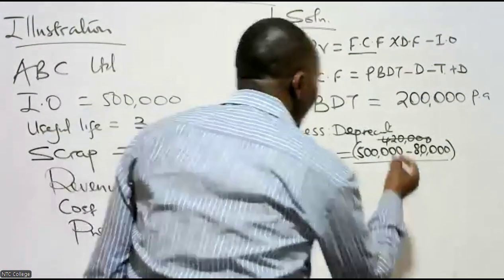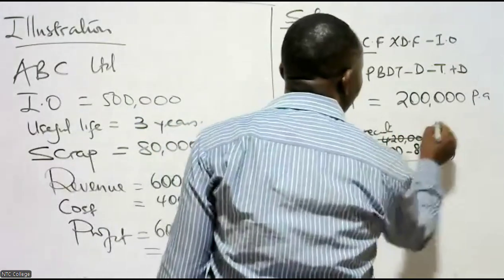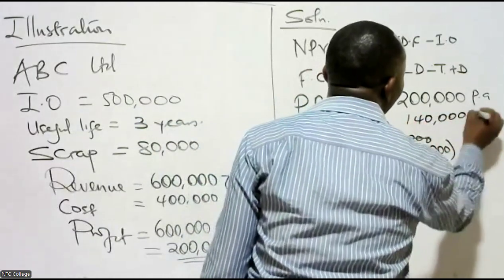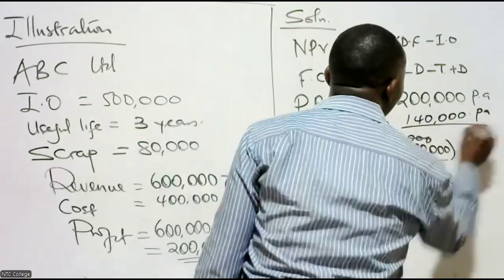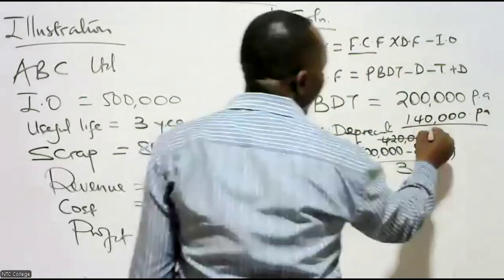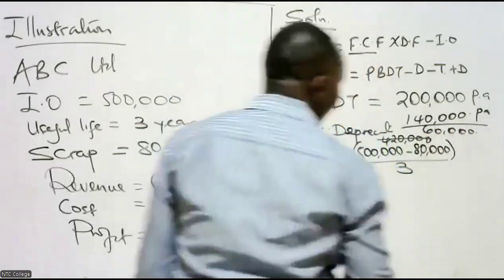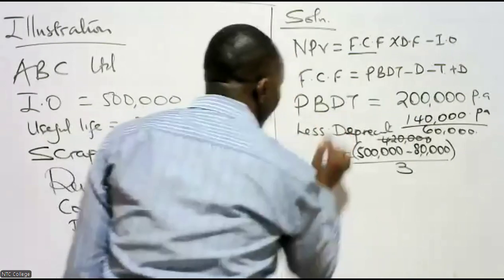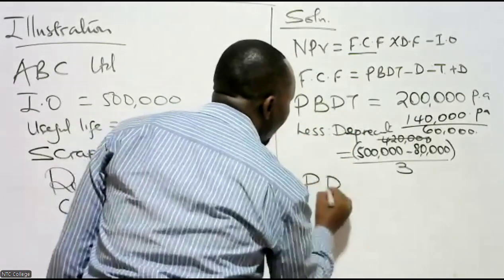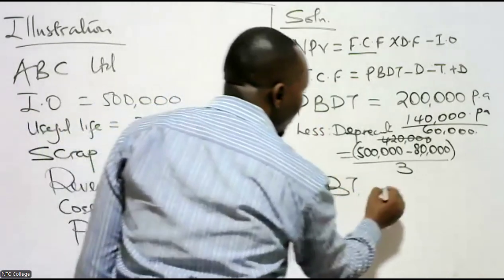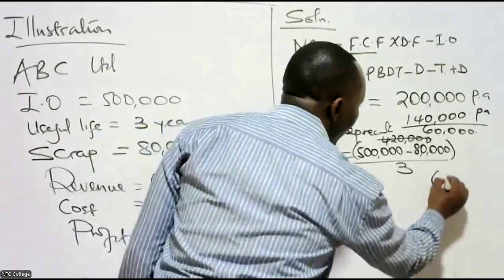So we have 140. So it means our depreciation here is 140. So we less 140 per annum, right? So we are going to have how much? This one looks like 60,000. So 60,000 is now our profit before tax, because we have removed depreciation. So we can now tax it. So profit before tax is 60,000, right?